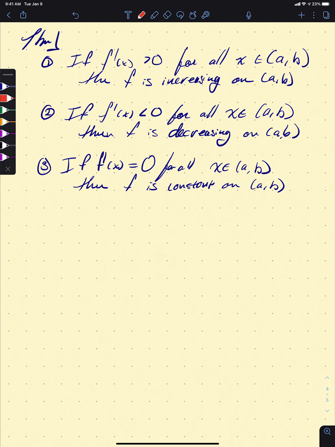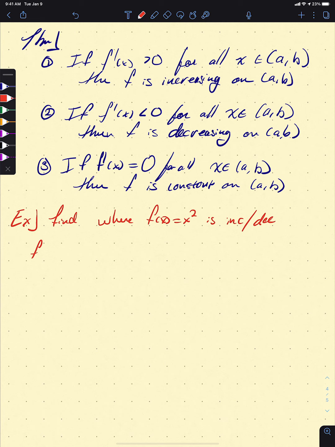We can do some examples with this. We can say, find where f of x equals x squared is increasing or decreasing. And where means find the intervals where this is true. But we know that our derivative here is 2x. And then further, f prime of x is less than 0, sorry.